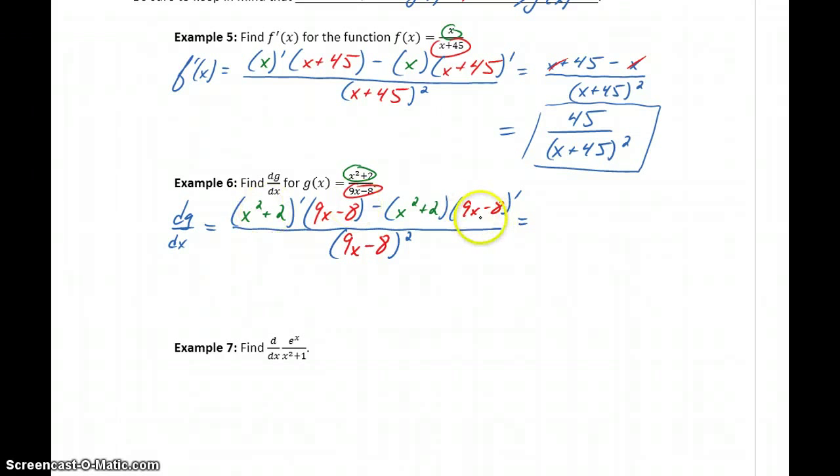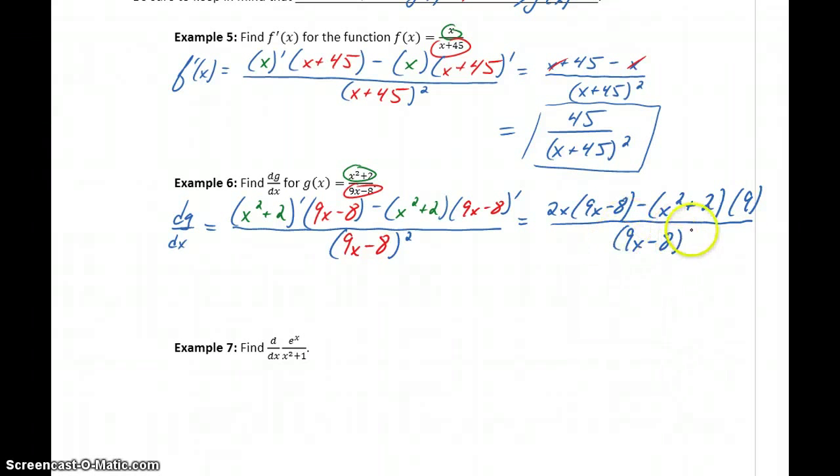So then we just look at differentiating the pieces that we have to differentiate. So x squared plus 2, that derivative will be 2x times 9x minus 8, minus x squared plus 2 times 9, all over 9x minus 8 squared. So distributing through, we'll get 18x squared minus 16x minus 9x squared minus 18.